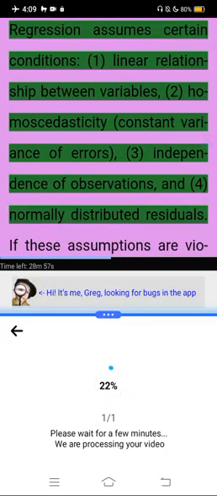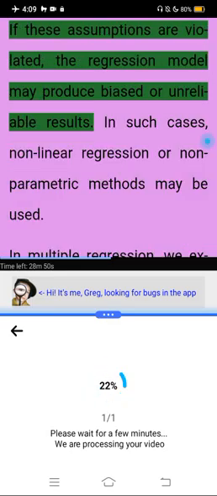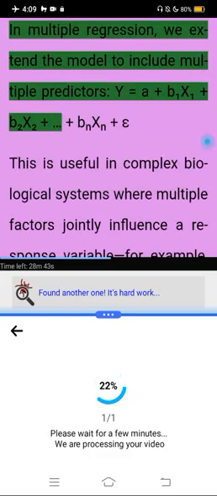Regression assumes certain conditions: 1. Linear relationship between variables; 2. Homoscedasticity, constant variance of errors; 3. Independence of observations; and 4. Normally distributed residuals. If these assumptions are violated, the regression model may produce biased or unreliable results. In such cases, nonlinear regression or non-parametric methods may be used.